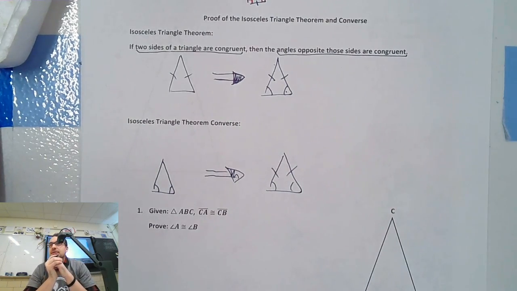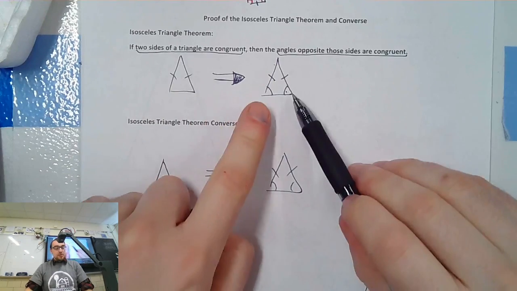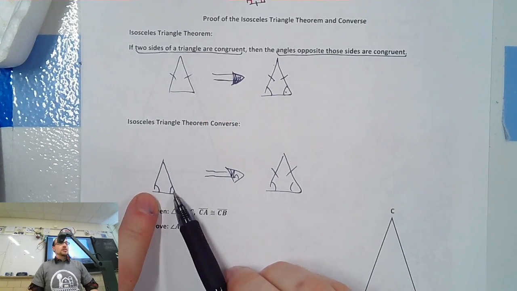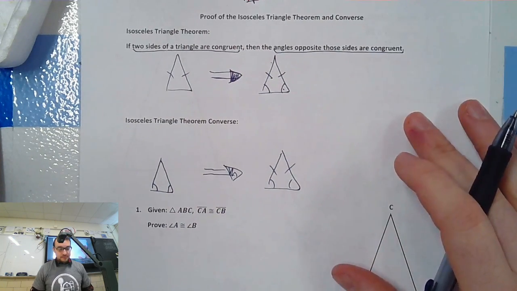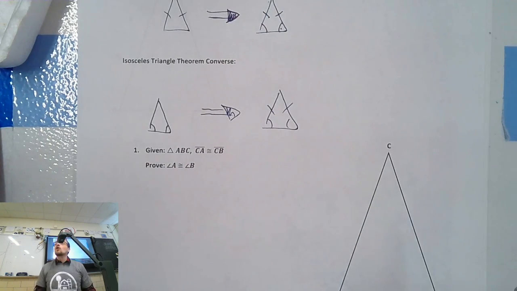Does that make sense? If two sides are the same, then the two angles are the same. If the two angles are the same, then their sides are the same. It goes both ways, right? And that's totally okay. Not all theorems will have a converse that is true, but this one does, okay? So it goes both ways.